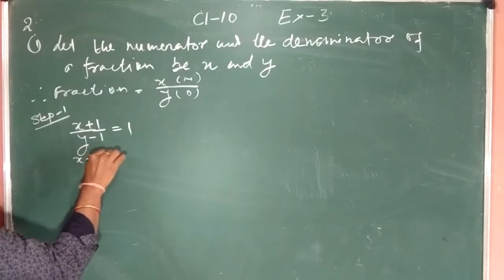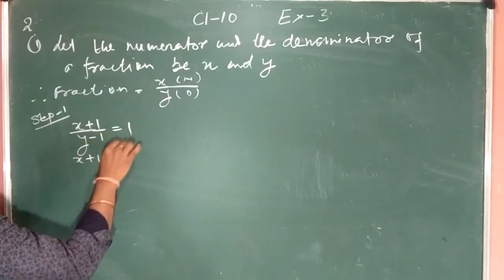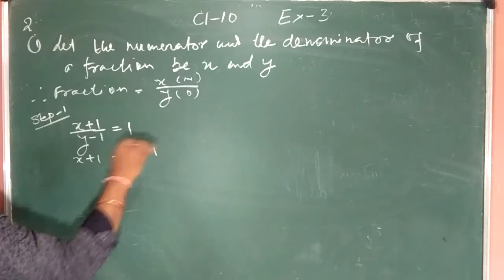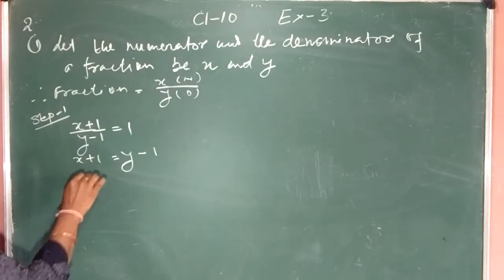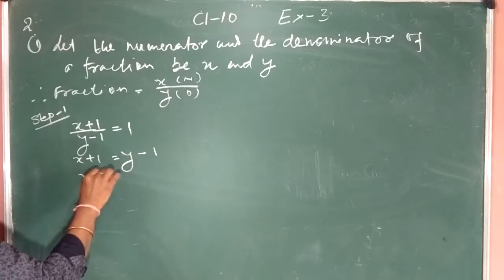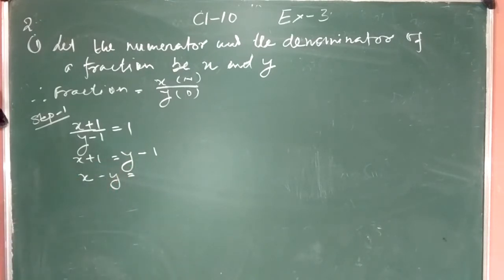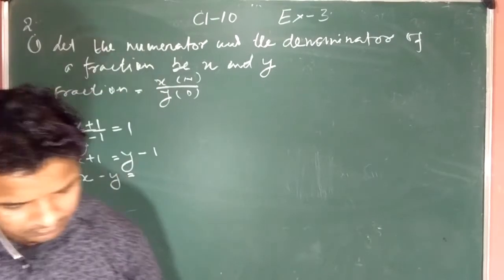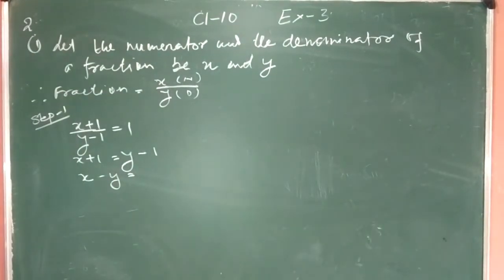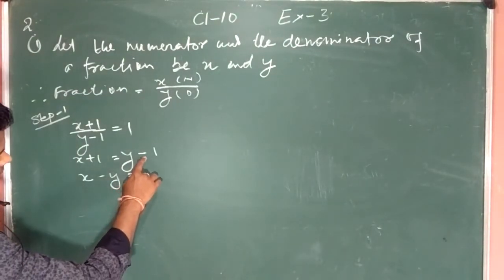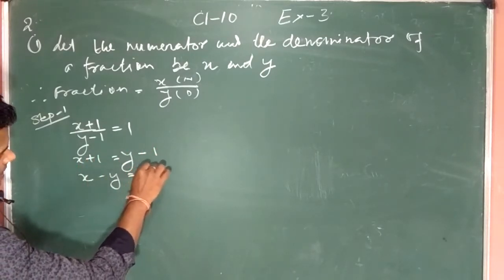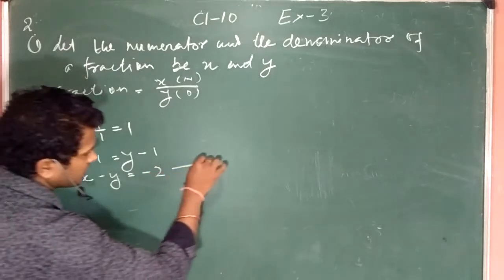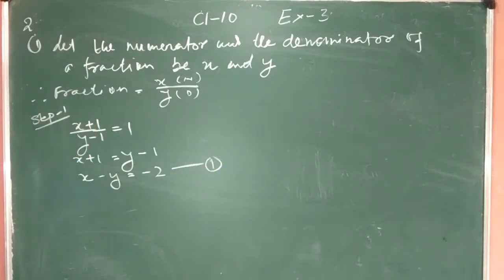So x plus 1, when we cross multiply, y minus 1 into 1. Okay. Now x, this y, transferred, so this side minus y. Minus y. And this is minus 1, transfer this 1 here, so this side also minus 1. That means x minus y equals minus 2, the sign is minus. This is your equation 1. We got equation 1. Okay. Now we'll go for step 2.